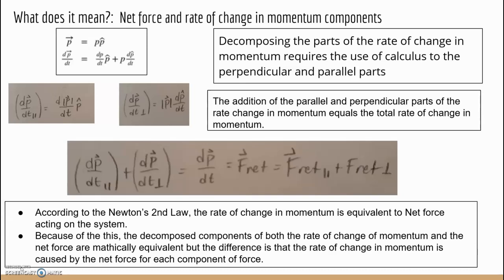The parallel dp/dt is caused by a parallel net force that slows down or speeds up the system, while a perpendicular dp/dt is caused by a perpendicular net force that causes the system to curve. The parallel and perpendicular dp/dt are added to get the total rate of change in momentum, the same as the parallel and perpendicular net forces are added together to get the total net force.